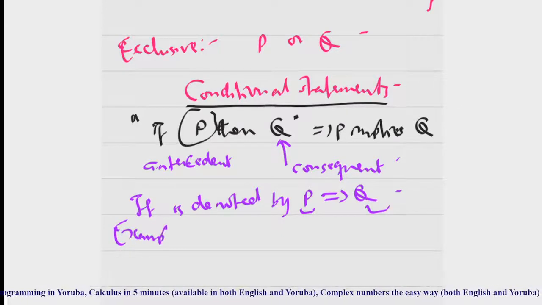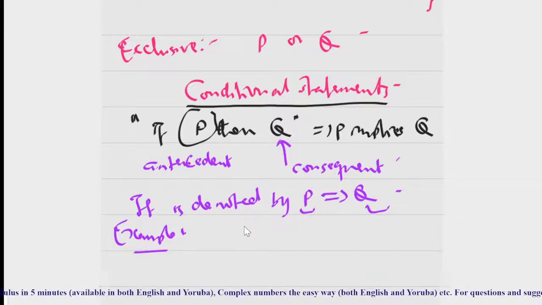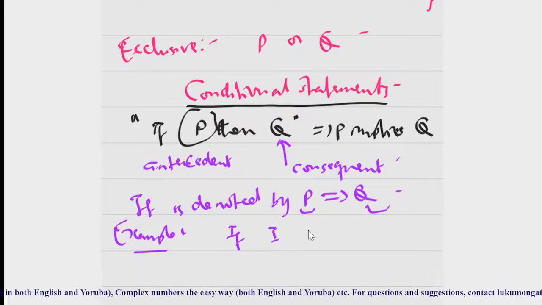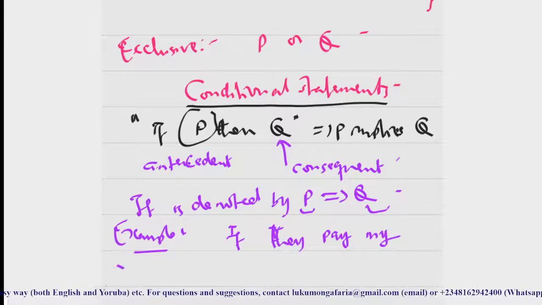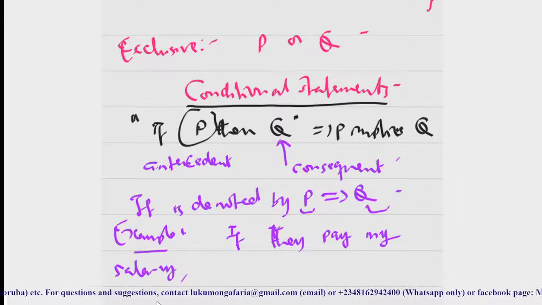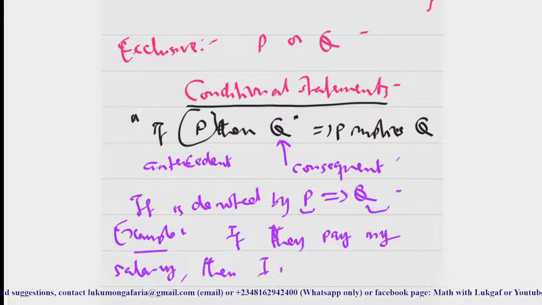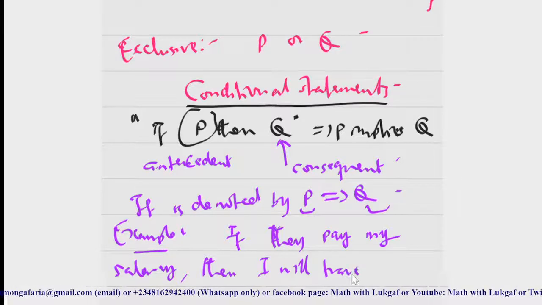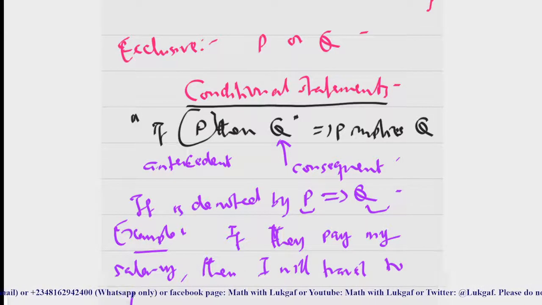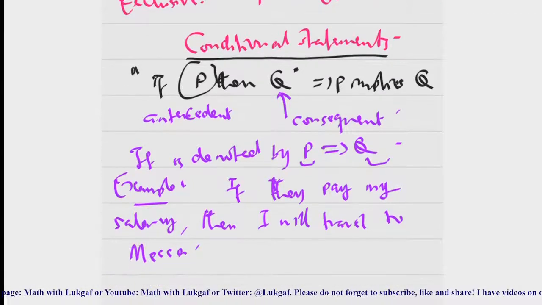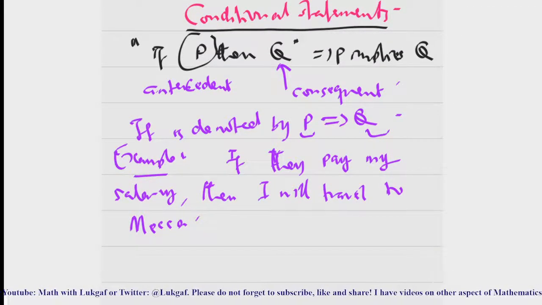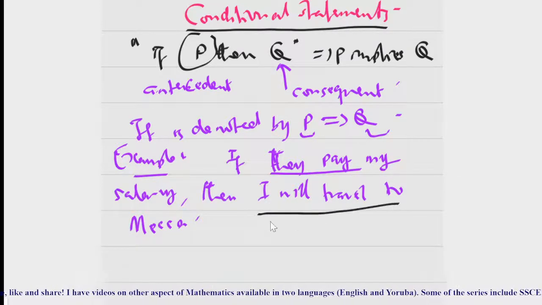Example. Let's say: if they pay my salary, then I will travel to Mecca. We have two statements here. The first statement is: if they pay my salary. The second one is: I will travel to Mecca.